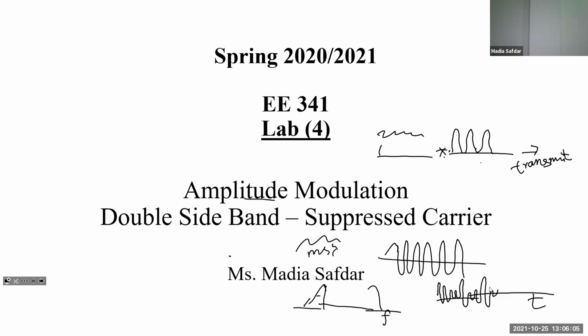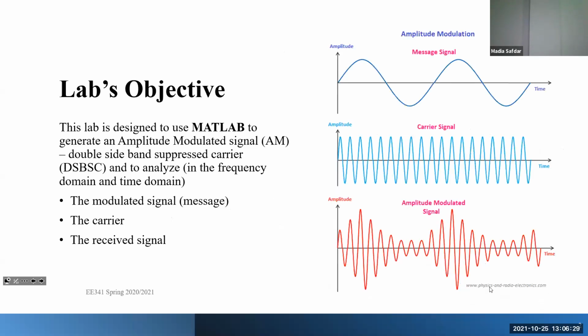What is the benefit of not transmitting the carrier? The power loss or dissipation will not occur, and all that power is used for the message signal. At the output you will get two bands, and all your information is in these two bands in the frequency domain. So this is a double sideband suppressed carrier.